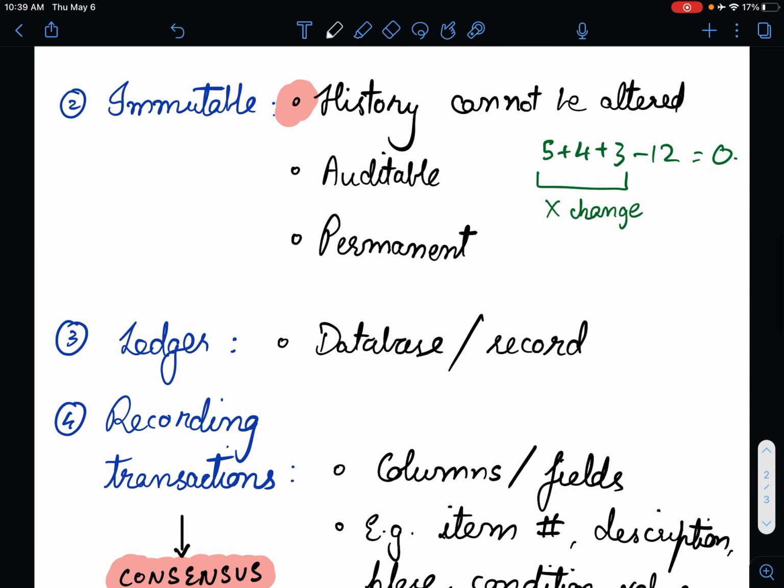A blockchain is immutable, which means history cannot be altered. Now here comes the next source of difference between a Google Sheet and a blockchain. In a Google Sheet, let's say I've made 3 payments to you: $5, $4, $3, and you paid me $12, so we're actually even. In a Google Sheet, you can just more or less override all of these and just say, all right, nothing happened, so there's zero balance.